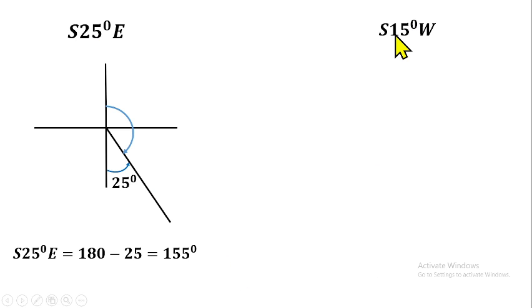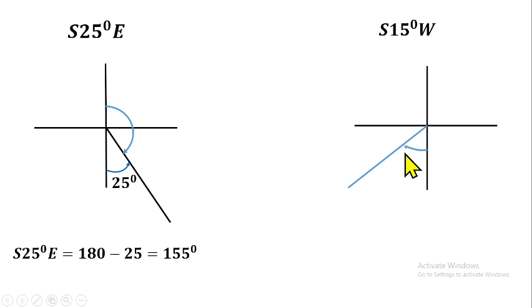Let's see another one. We have 15 degrees southwest. We want to take it to 3-digit bearing as well. The first thing is to locate this bearing. This is 15 degrees southwest. This is south to the west. So I will draw a straight line here. When I draw a straight line here, I will locate this angle, and that will be from the south to the west. So the angle will be here.